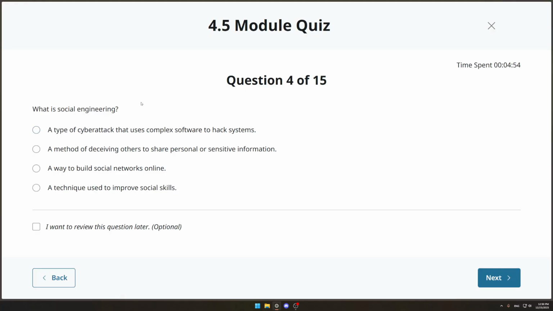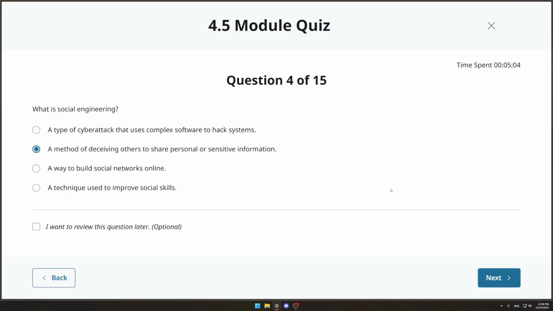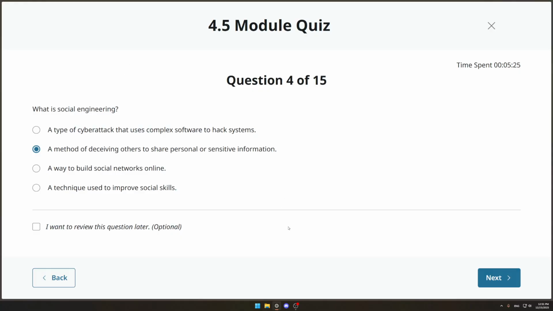What is social engineering? A method of deceiving others to share personal or sensitive information. If I can kind of befriend you, or at least make you drop your guard and ask you, do you have any pets? What was your first pet's name? Where did you go to elementary school? What hospital were you born in? Or what state were you born in? Those are all security questions, which are a form of social engineering to ask. So just be careful.